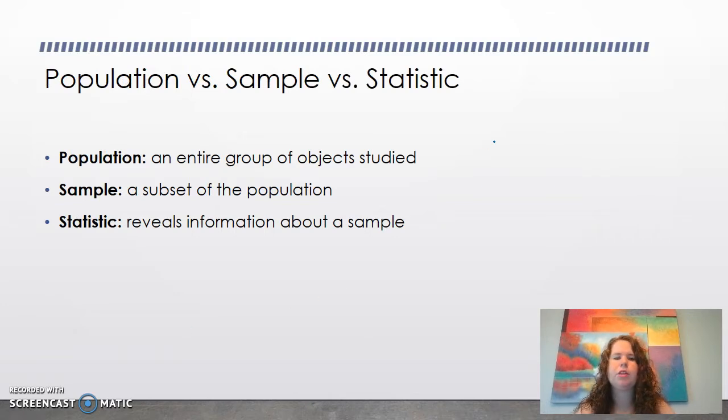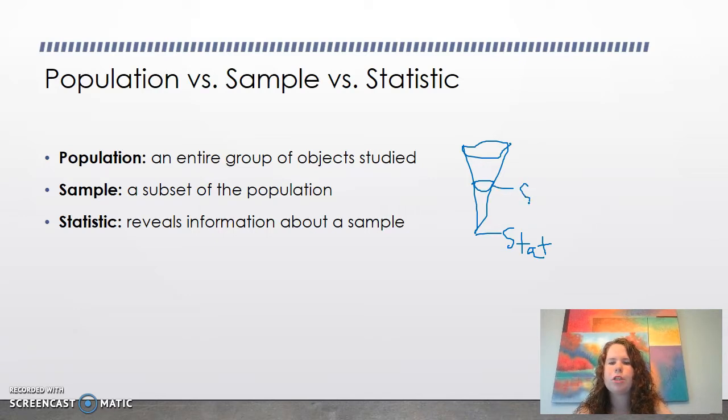Population, which is the entire group of objects studied. Sample, which is the subset. And statistic, which is the information about a sample. So that's down here at the very bottom of this cone here that I have drawn. And then up here is going to be our sample because it's a portion of the population, and then the population is going to be up here.